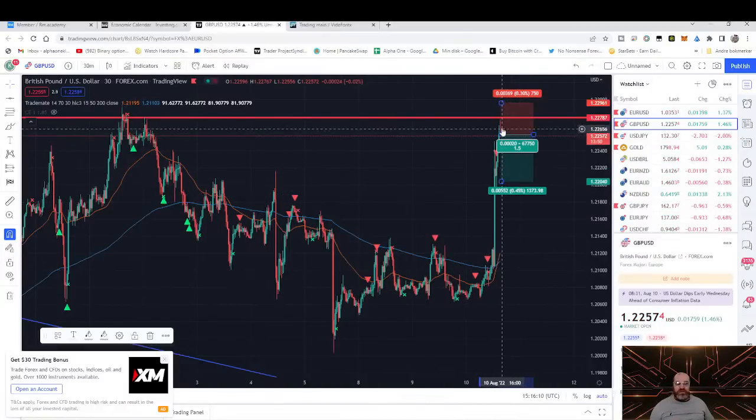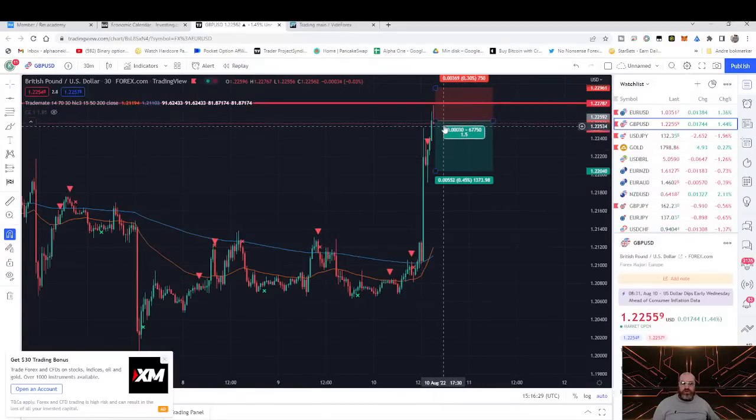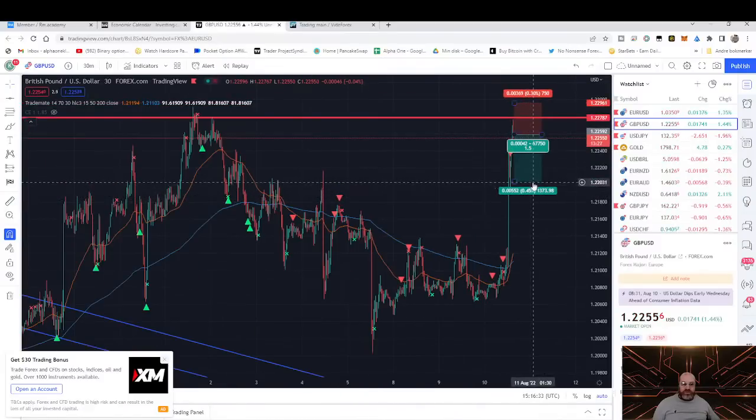So I'm expecting us to get a retrace down to this region here. So this should be an easy take profit trade. So we are running in profit. So we will at least come down here. I would expect us to maybe come a little more.